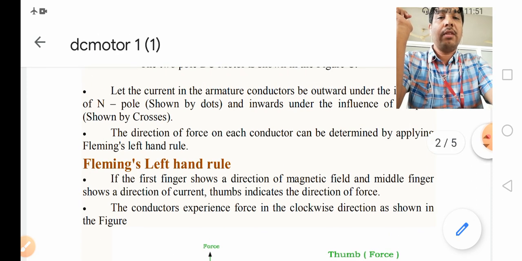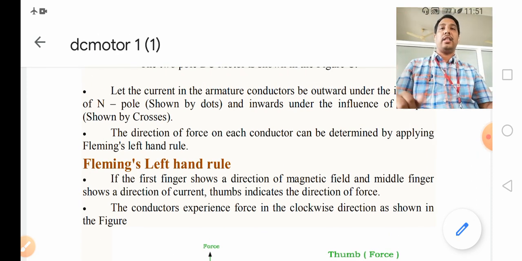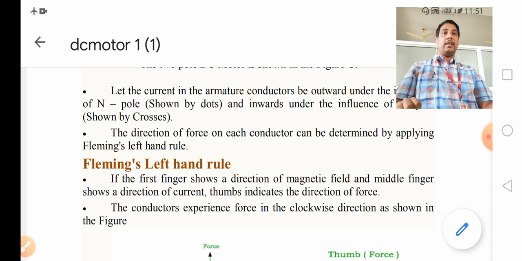So this is what we have represented here. Let the current in the armature conductors be outward under the influence of the north pole, so that is shown by dots, and inward under the influence of the south poles.